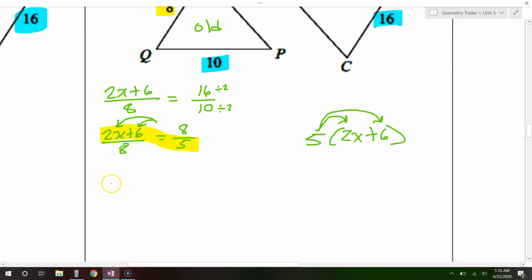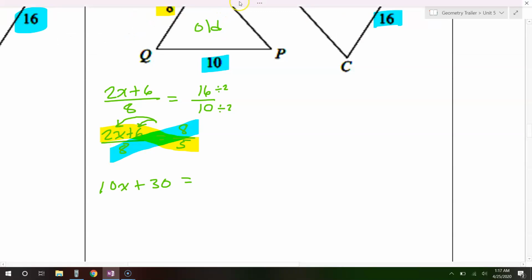All right, so 5 times 2x is going to be 10x, and then 5 times 6 is 30. So I'm going to get 10x plus 30 equals. All right, so in general, I'm not going to write this down. I'm just going to do the distributive property right here. And now here I have the other diagonal, which is just going to be 8 times 8, which is 64. Subtract 30 from both sides. So that's going to give you 10x is equal to 34.